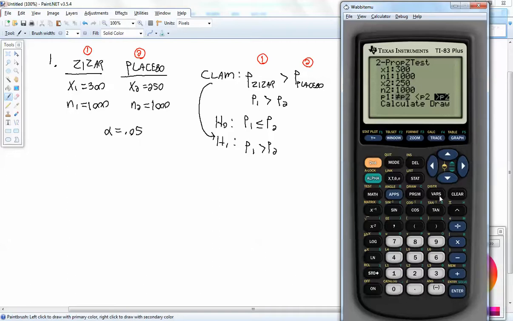The symbol on H1 was a greater than, so I want the greater than highlighted. Mine's already highlighted, but if yours isn't, you right arrow over to it, put your flashing cursor on it, and press enter one time. And then I'll down arrow to calculate and press enter. And we got P is equal to 0.0061.